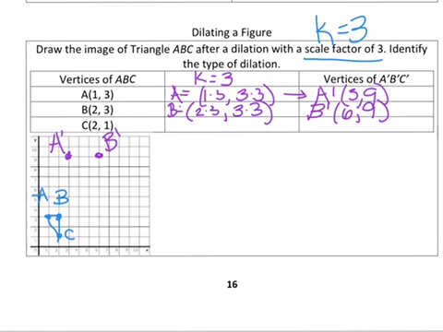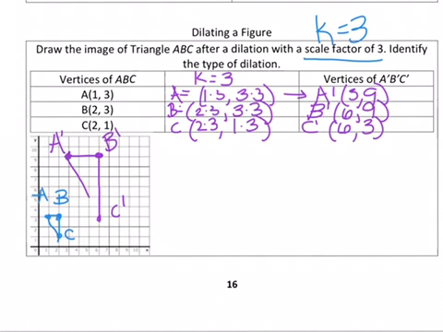So now we have our last one, C. We multiply 2 times 3 and then 1 times 3 to find out what our C prime is. This mental math should help you guys. We have 6, 3, and that's going to be our C prime point. So we go over 6 and then up 3, and now we have C prime, and we connect the dots.